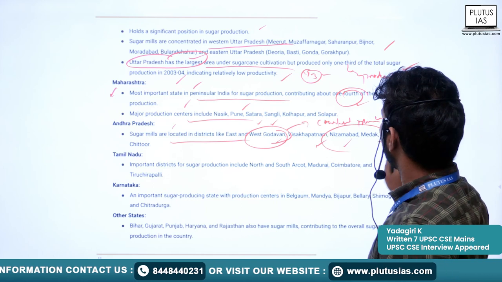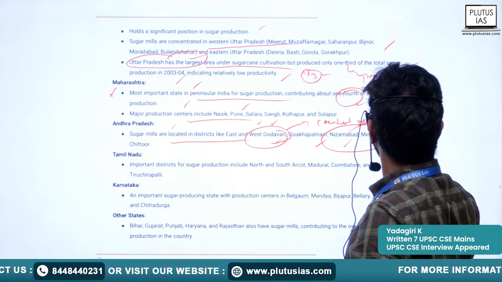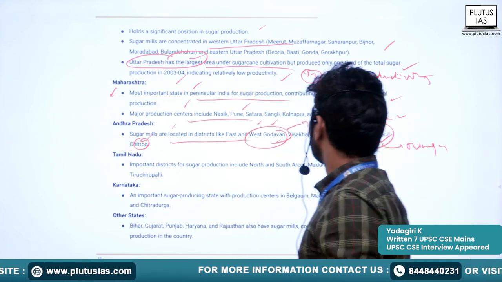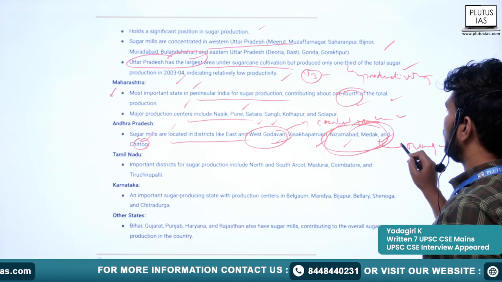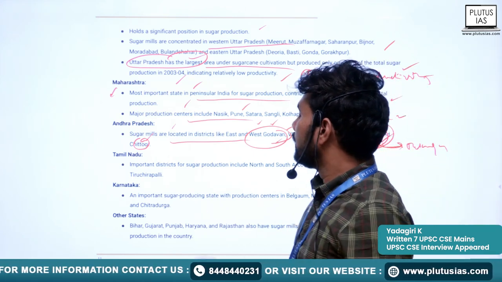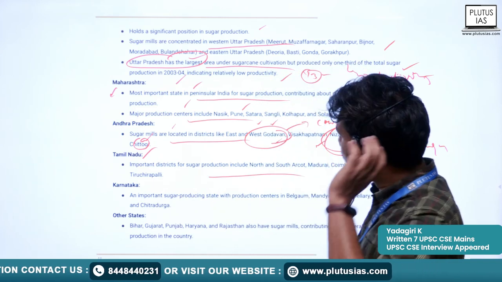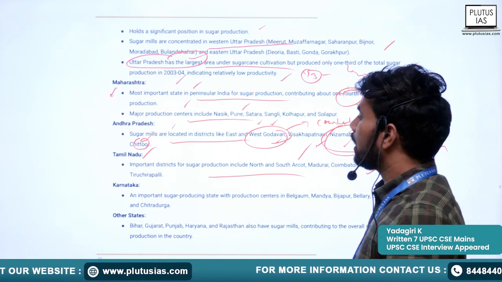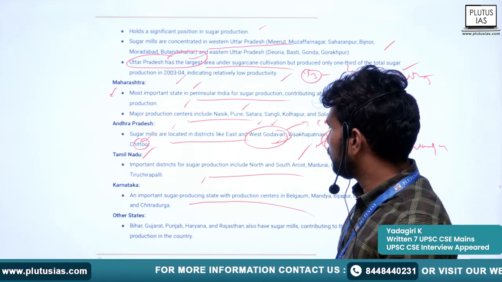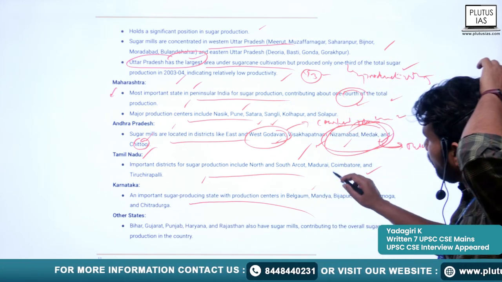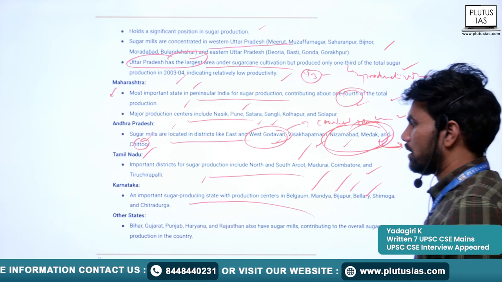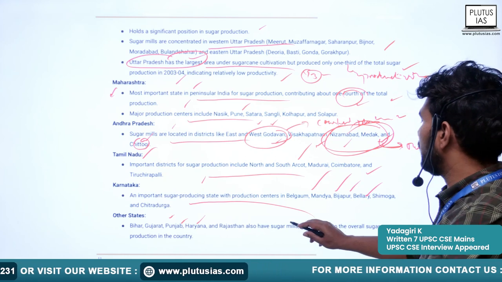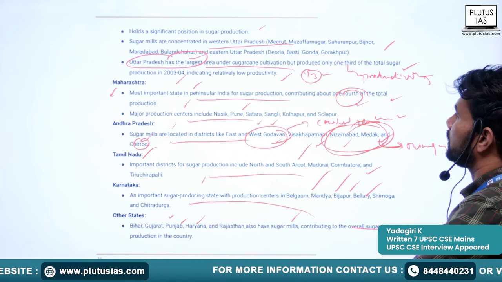Nizamabad and Medak come presently in Telangana. Chittoor comes in the Rayalaseema region of Andhra Pradesh. So after the bifurcation, these two regions, Nizamabad and Medak, fall in Telangana. If we see Tamil Nadu, important districts for sugar production include North and South Arcot, Madurai, Coimbatore, etc. Karnataka, so the important sugar producing state with the production centers in Belagaum, Mandya, Bijapur, Bellary, etc. Other states like Bihar, Gujarat, Punjab, Haryana, Rajasthan also have sugar mills, contributing to the overall production of sugar in India.